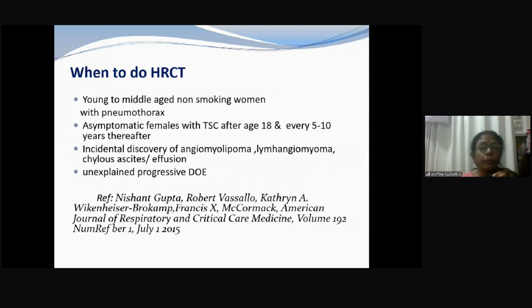So, if you have a young or middle-aged non-smoking woman presenting with pneumothorax, or if somebody has already been diagnosed with tuberous sclerosis and they're asymptomatic, you have to screen after the age of 18, and after that, every 5 to 10 years thereafter. Sometimes there is an incidental discovery of angiomyolipoma or lymphangioleiomyoma, or chylous ascites and effusion, and then also you have to screen for LAM. And some of these patients just present with progressive dyspnea on exertion, which is unexplained, and therefore an HRCT should be taken.